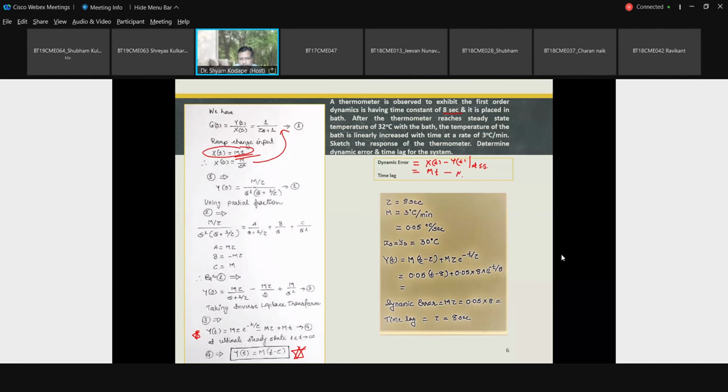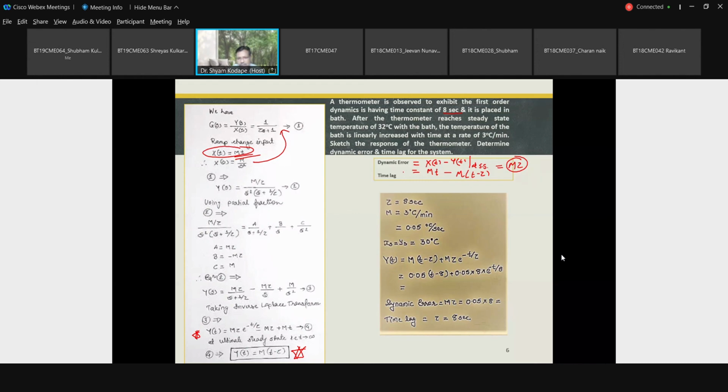M t minus tau. So this will be m tau. The difference between the value of xt and the value of yt at steady state is called the dynamic error. That dynamic error will always be there.